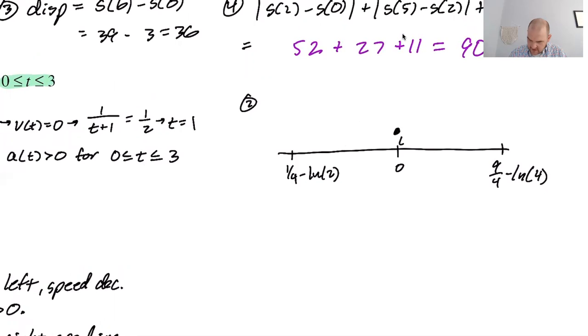All right, and then we know that we start at 0. So this will be at t equals 0. And then we go to the left. So this happens at t equals 1. And then we keep going. This is at t equals 3. So we can fill in this.